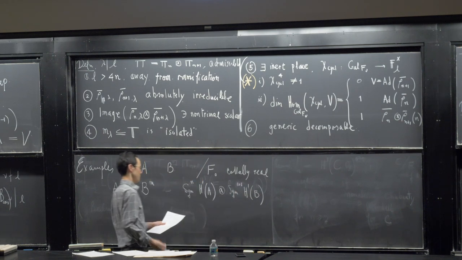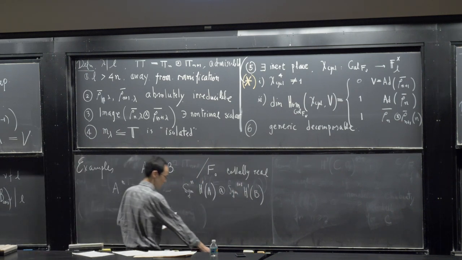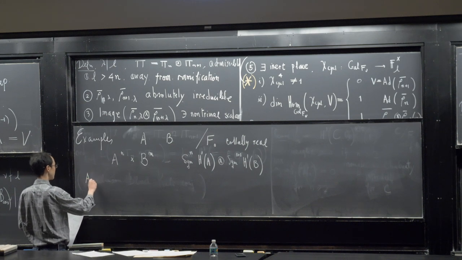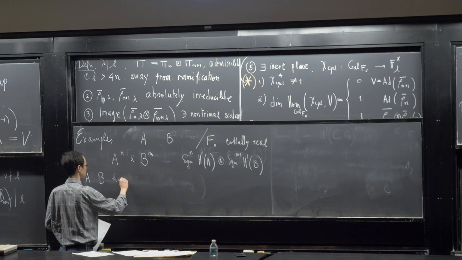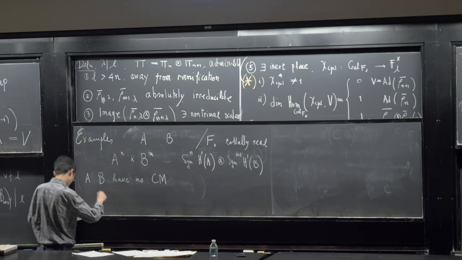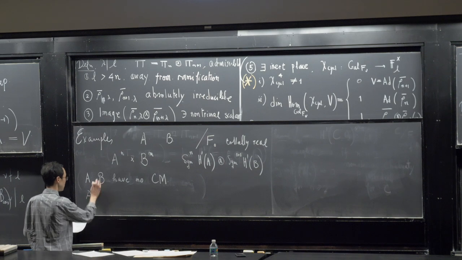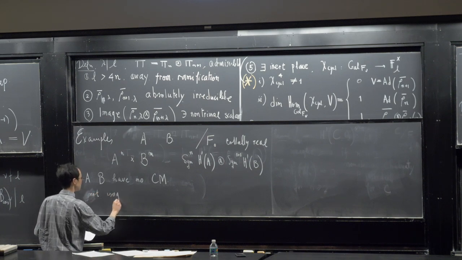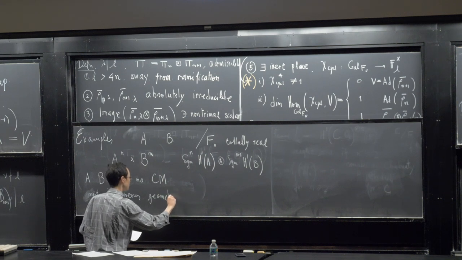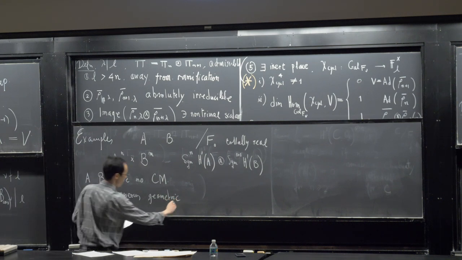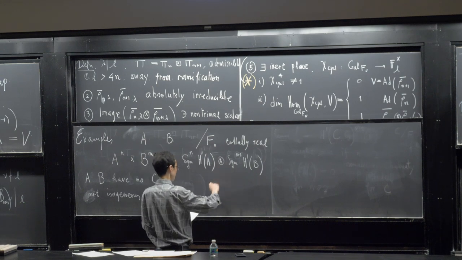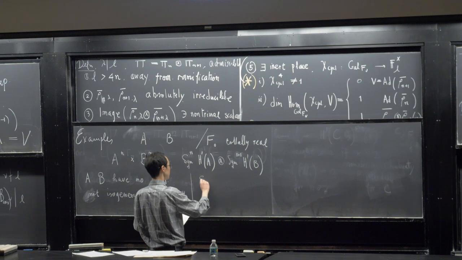And n plus 1. So assume A and B don't have complex multiplication. And also assume A and B are not geometrically isogenous, not isogenous to each other over the algebraic closure. Then we consider this, and assume this is modular, so assume the symmetric power is modular.